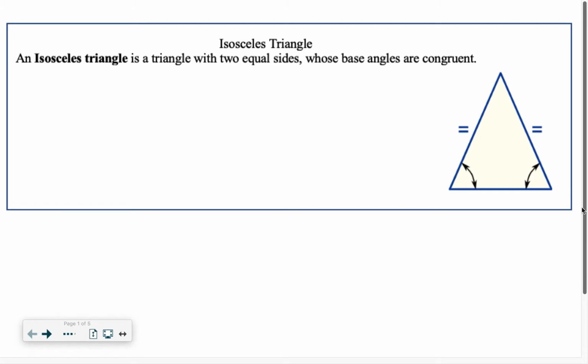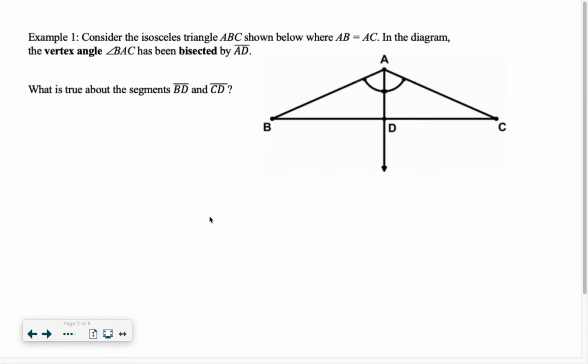An isosceles triangle is just a triangle with two equal sides and the base angles also being the same. Notice in this case we have these two sides congruent, right? Congruent is just a word to mean the same. And then we have the base angles which are also the same. That is all an isosceles triangle is. So let's look at an example.